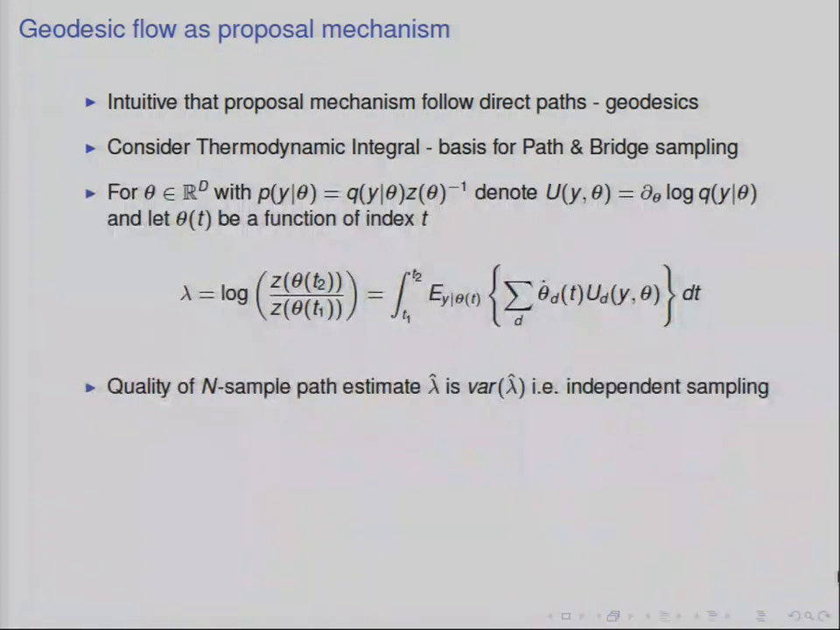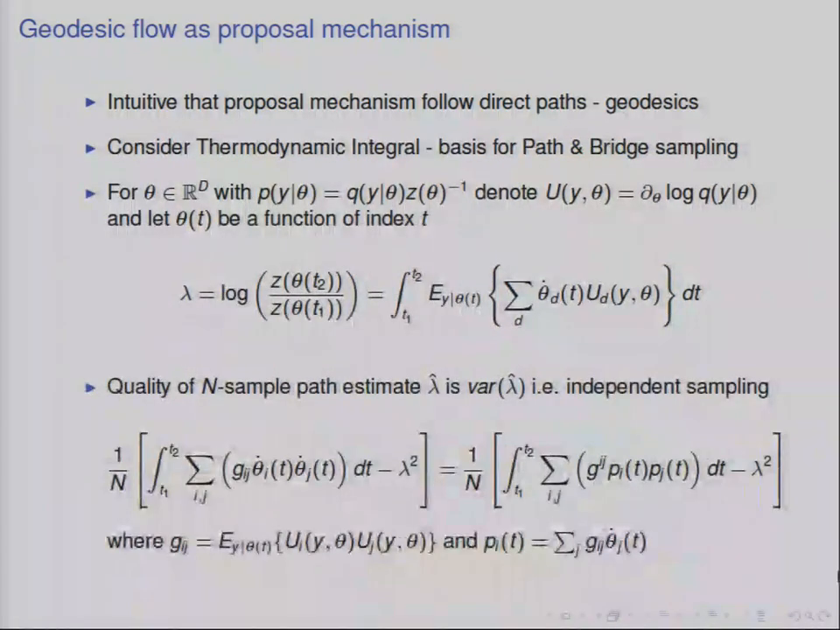Now it turns out that if we want to obtain an estimate of this here, right, so this is the exact equality, we now want to estimate this, and we have an n sample path, right, so I've now discretized this and I've got n points between T1 and T2, so I've got n distributions between T1 and T2, and I assume independent sampling.